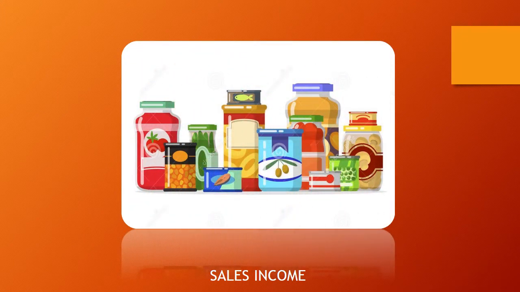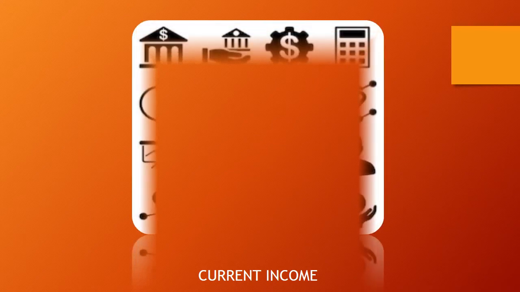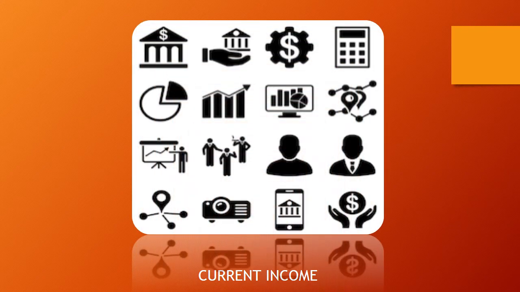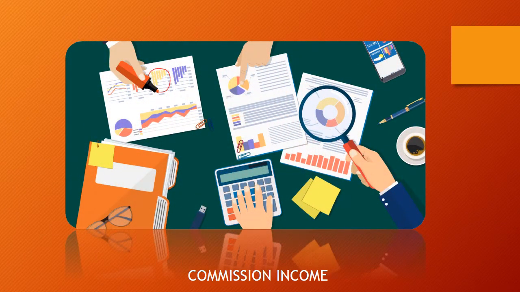The third type of income is called sales income. This is income that they get from selling goods. The fourth type of income is called current income, and they get this by providing a service. The fifth and last type of business income is called commission income. They get this income by earning commission.